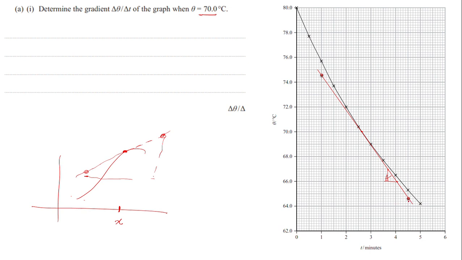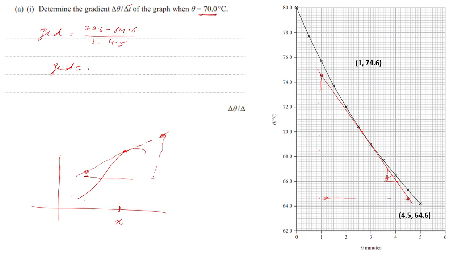And then you can draw a triangle, something like that, with the help of a ruler. And then you need to find the coordinates. So make sure that you draw the triangle, and the coordinates of these 2 points, you can read the values 1 and 74.6 and this, and then you will find the gradient. So gradient is basically delta theta over delta t. So gradient will be 74.6 minus 64.6, so y2 minus y1 divided by x2 minus x1, over 1 minus 4.5.